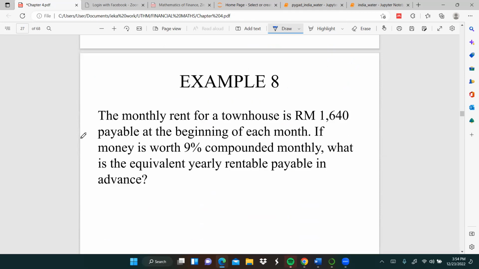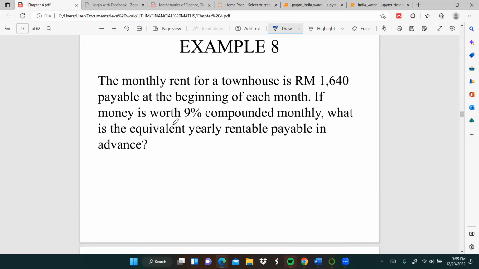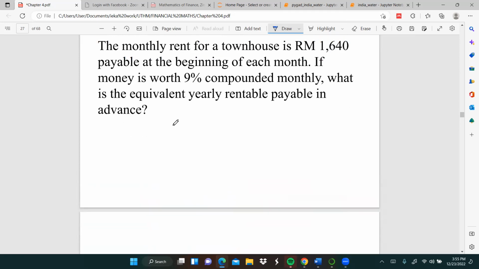Then we see the next example. The monthly rent for a townhouse is 1640 payable at the beginning of each month. Ini case kalau orang menyewa tapi dia bayar awal bulan lah. If money is worth 9% compounded monthly, what is the equivalent yearly rent payable in advance? So dia nak tahu kalau bayar untuk 1 tahun tu in advance, berapa nilainya. So, kita tengok kat sini.